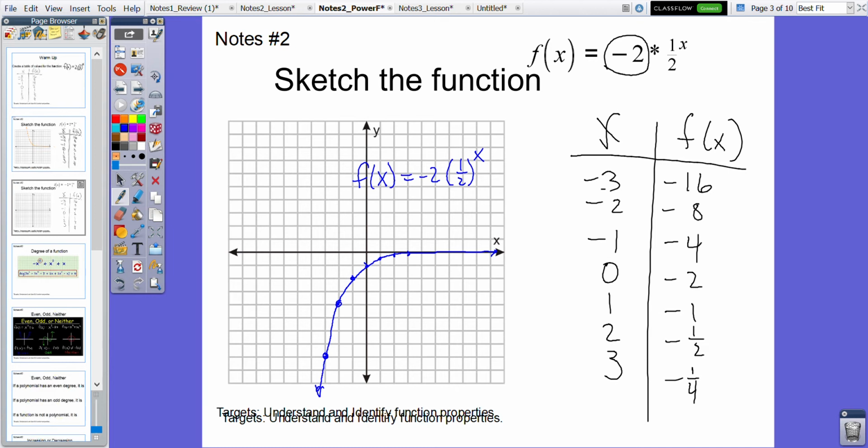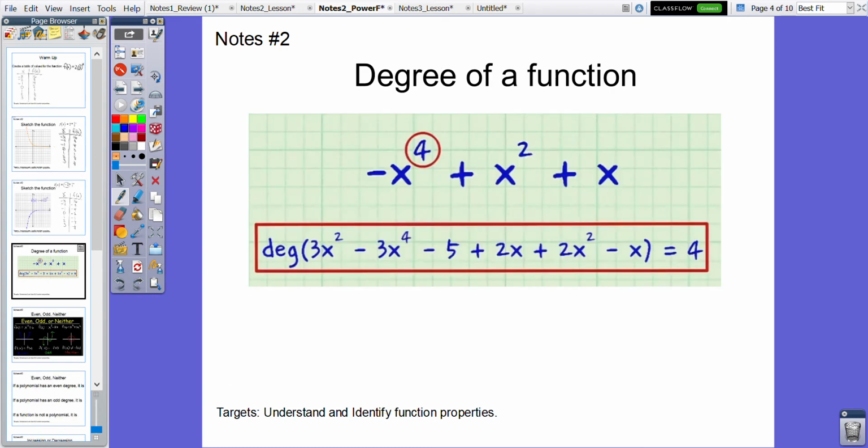So the next part of our lesson is going to be talking about the degree of a function. Okay, so we dealt with an exponential function. Now we're going to talk about degrees of a function. And all a degree really is, is that if you put a function or any polynomial into descending order, where the highest exponent goes first and everything else comes after it, that would be what we have circled right here for -x⁴ plus x² plus x. So the degree of this function right here would be 4, okay?